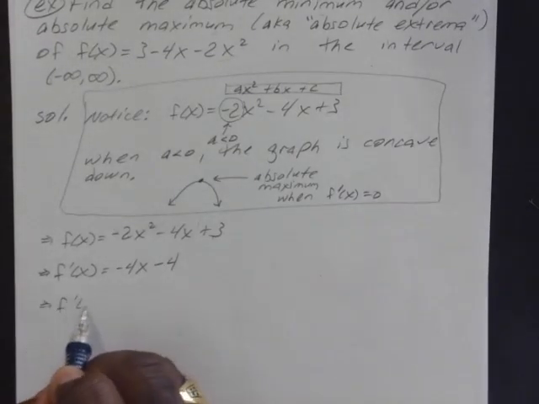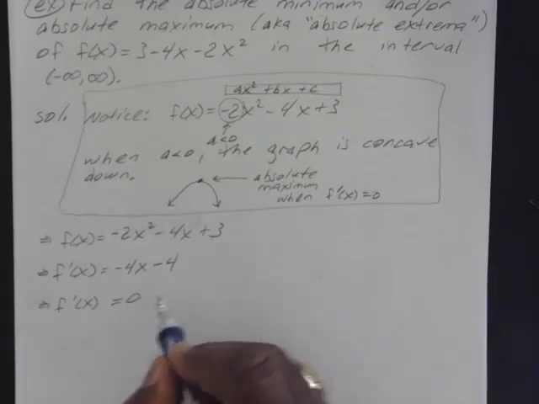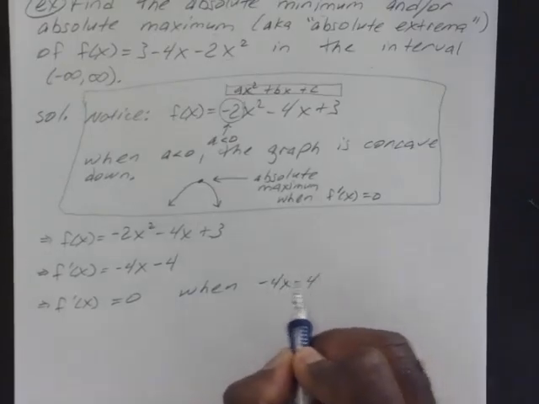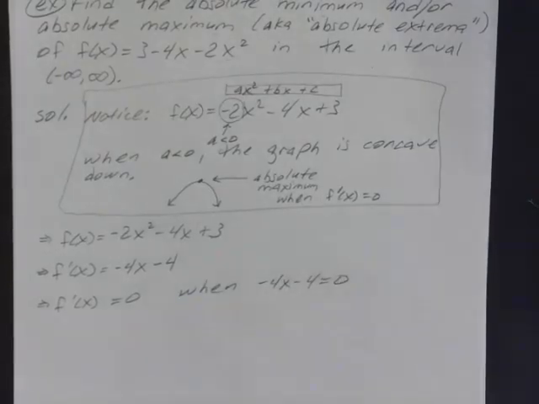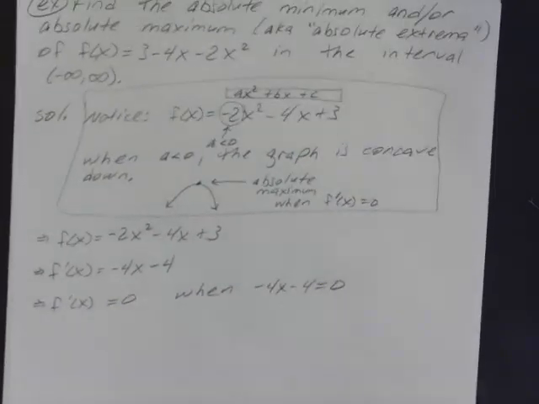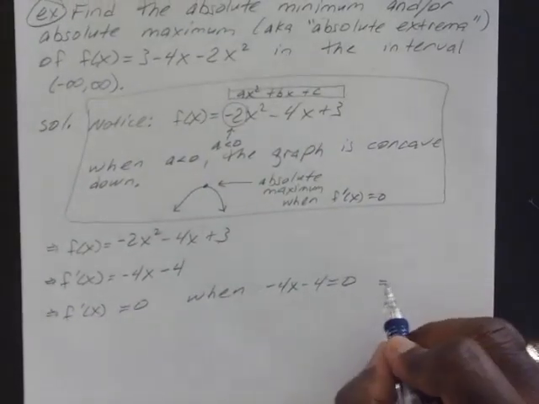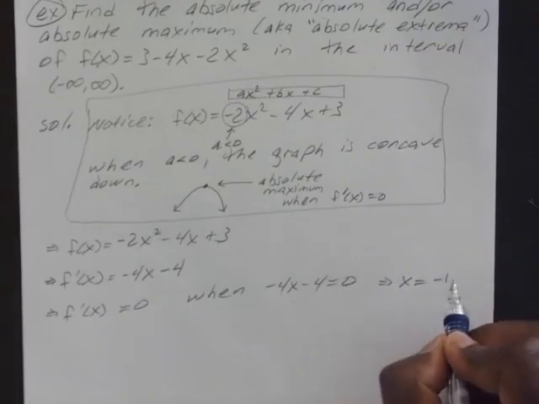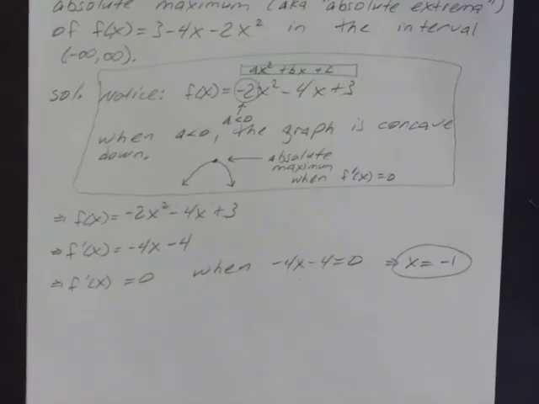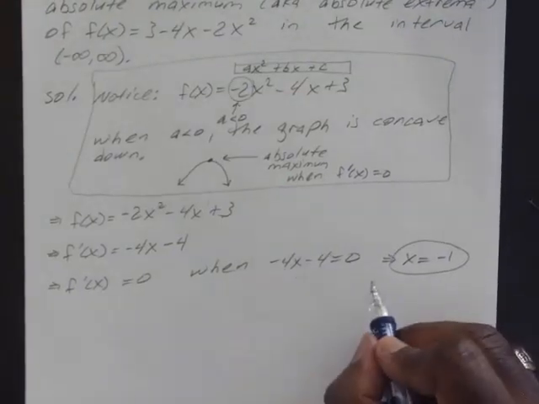Okay, so we know that f prime of x is equal to 0 when negative 4x minus 4 is equal to 0. So if we add 4 to both sides and divide both sides by negative 4, we know that this is true when x is equal to negative 1. And this is your critical point.